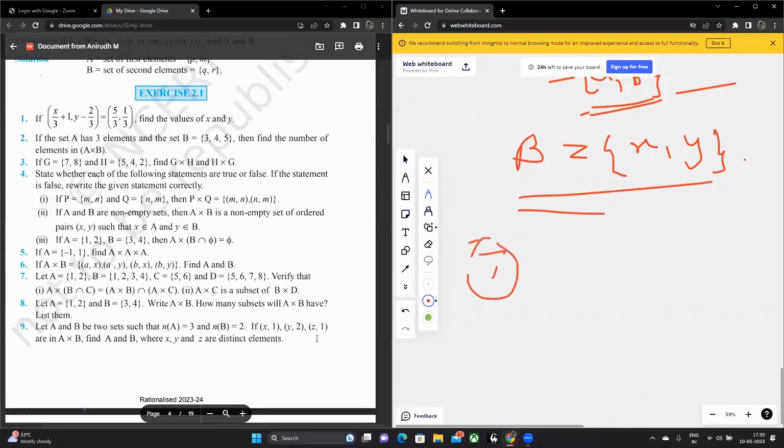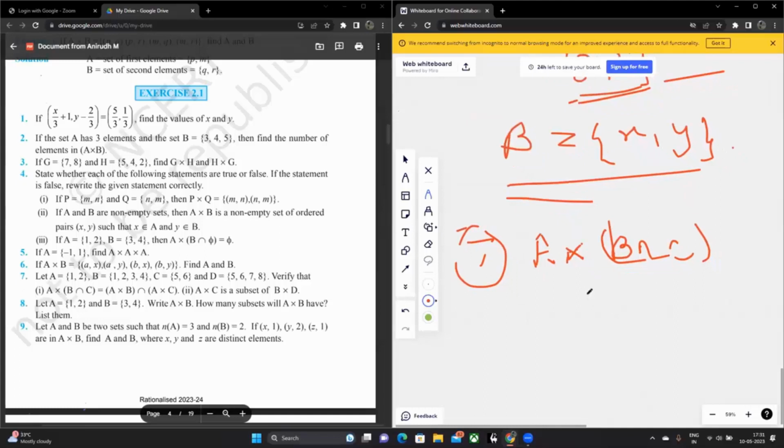And question number 7 is going to be a proof, right? So this is basically A cross (B intersection C) equals (A cross B) intersection (A cross C), right?